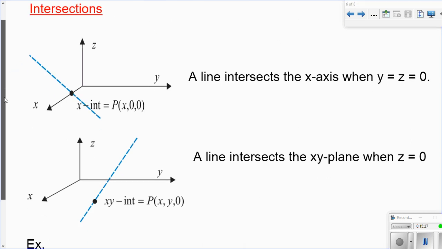Intersections. A line that intersects the x-axis has the point where y equals 0 and z equals 0. A line that intersects the xy plane has z equals 0, as it's set, a value here.